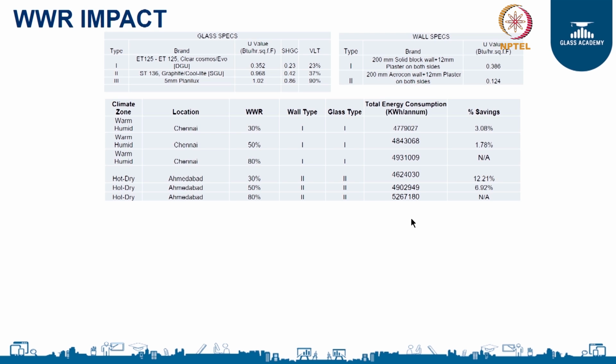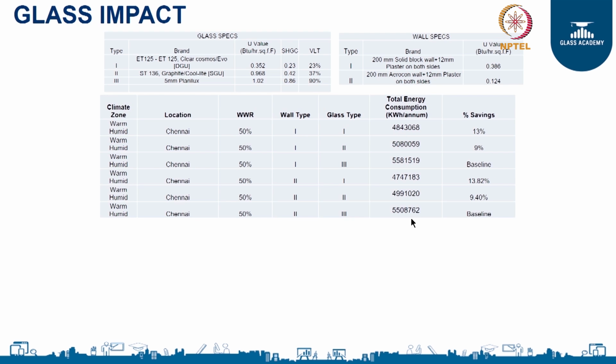So we have just tabulated the values of the various glass types and the wall types, and how the performance of buildings actually changes when we alter these parameters. Similarly, you can do the same study for different types of glass.